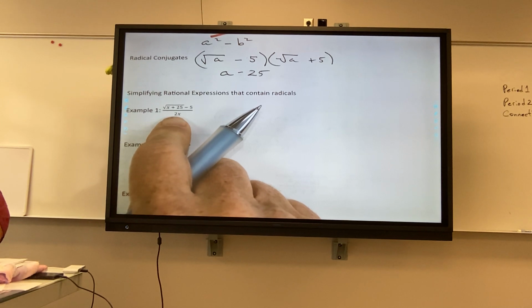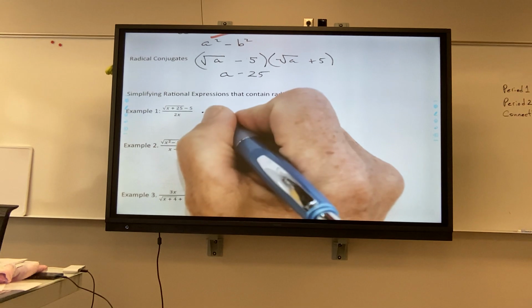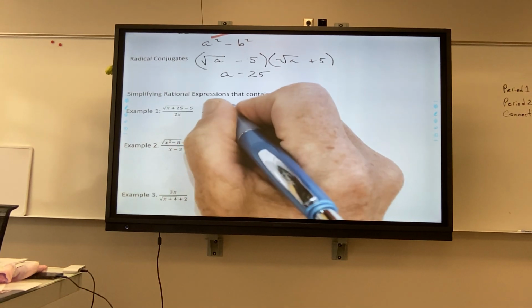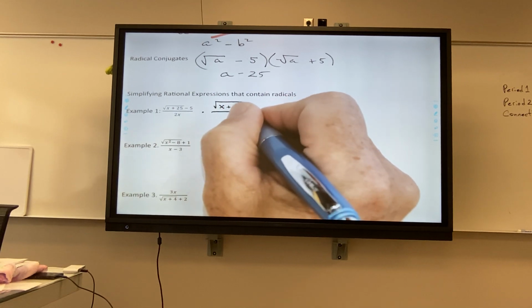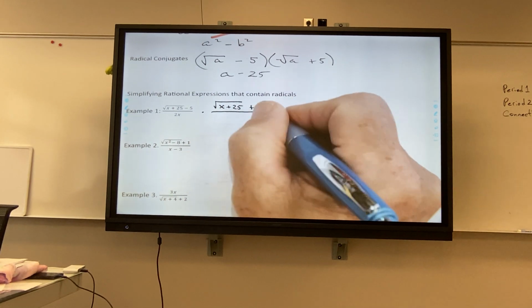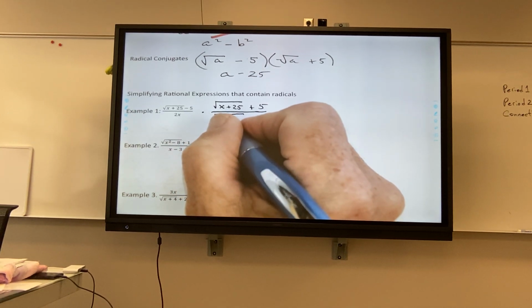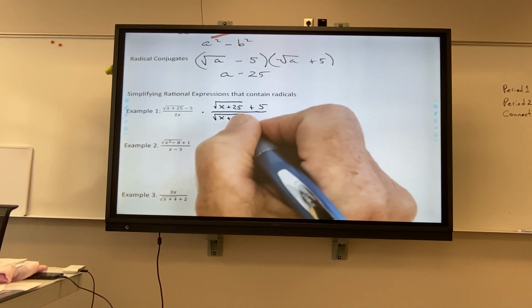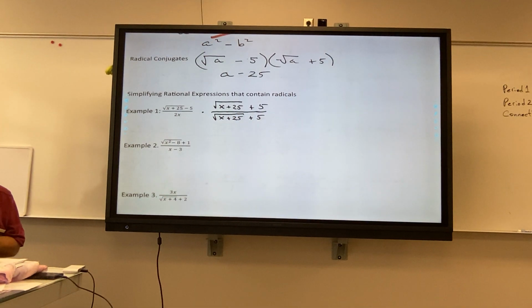So when we have rational expressions like this, when you see that, what I want you to do is identify the conjugate you're going to multiply. The conjugate must have the square root in it. So the conjugate that I'm going to multiply here is the square root of x plus 25 plus 5, all over the square root of x plus 25 plus 5, over 2x. Remember, top and bottom have to be multiplied by the same.